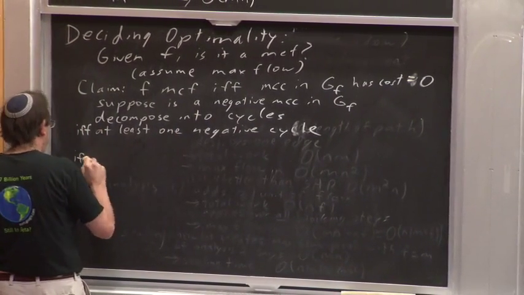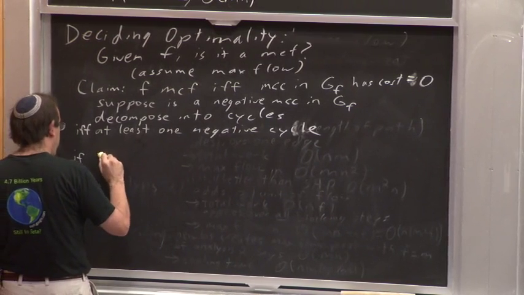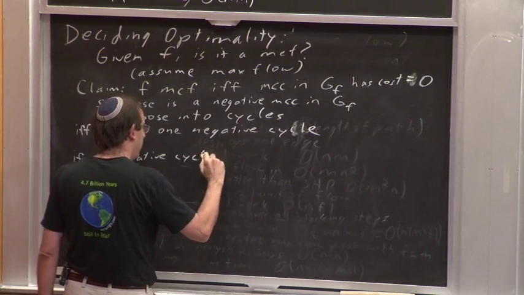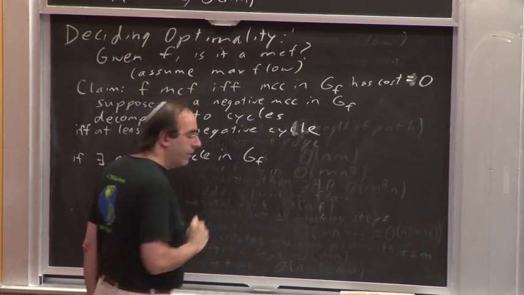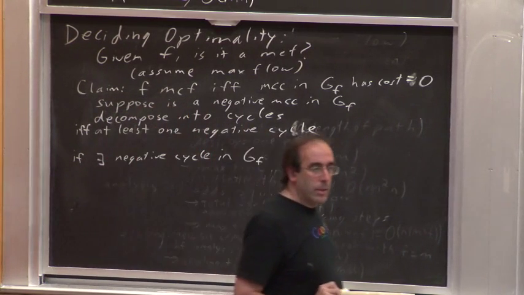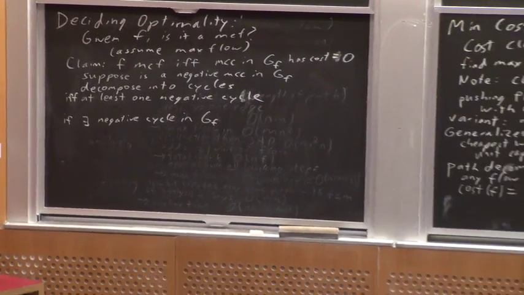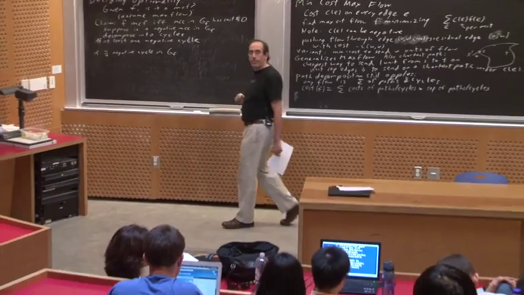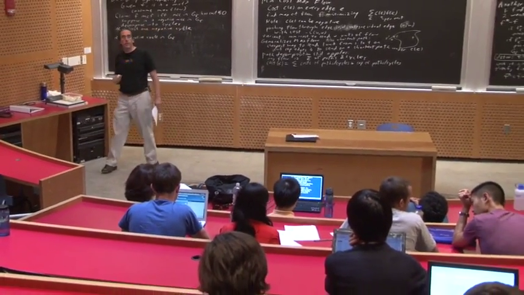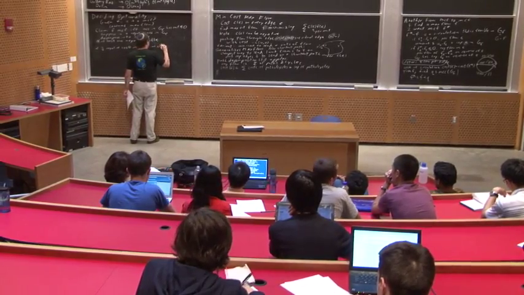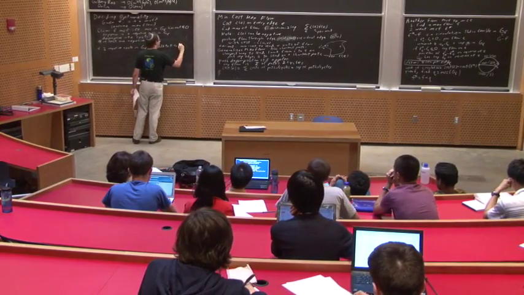So if there exists a negative cycle in G sub F, then I claim that F is not a min-cost flow. How come? Yeah? And that cycles the flow, and then you get a... Right. You can add it to F to improve.